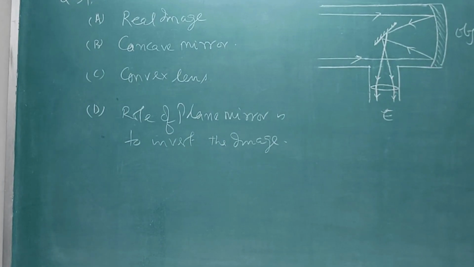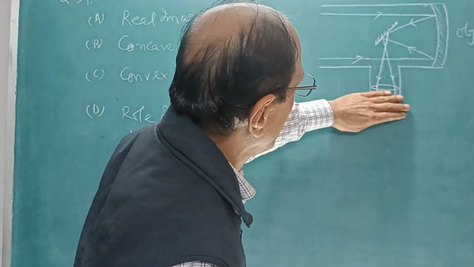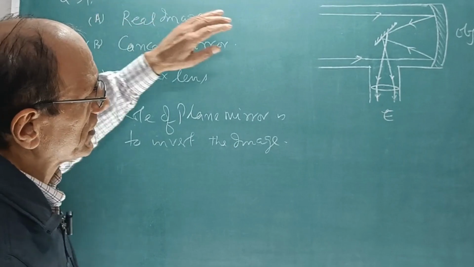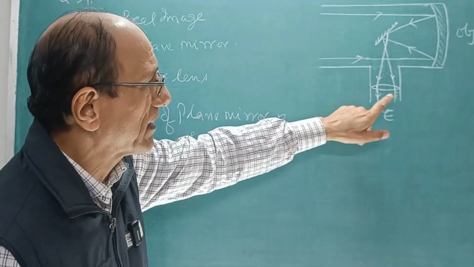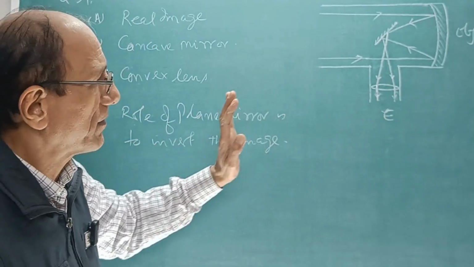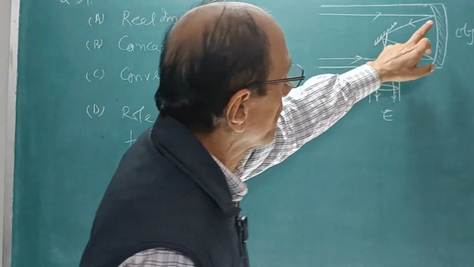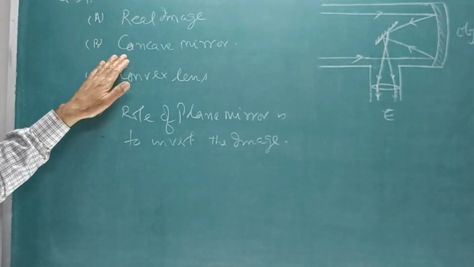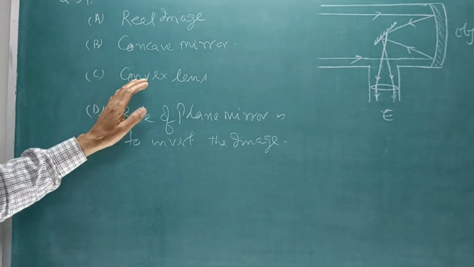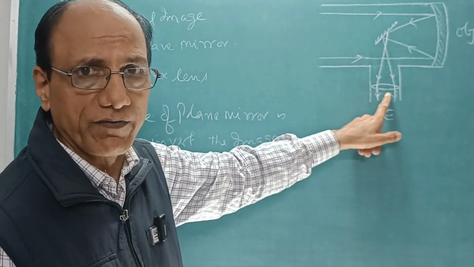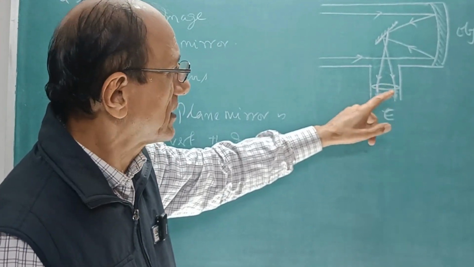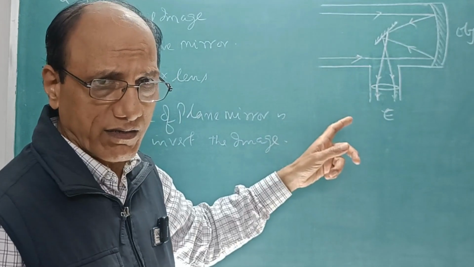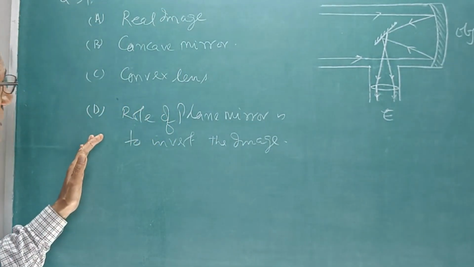So here, the first thing is the image formed at the eyepiece or eye lens is real because it is converged by the convex lens, and a convex lens forms a real image. Second is what kind of mirror is used, the B part. It is clearly visible that the mirror is a concave mirror. And third thing is what kind of device this eye lens is. It is a lens, and it is a convex lens because it is to converge the rays coming from the plane mirror.